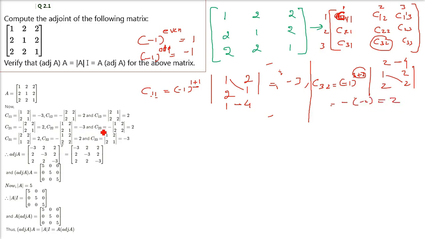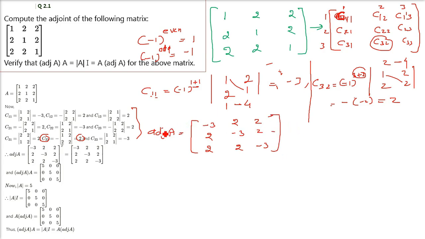So you have to do it for each and every element, right? I have given you an idea for 2 elements, C11 and C32, but you have to find out the rest, because there are 7 more, 9 values will come. Now I hope you will be able to do it. Now adjoint A is the cofactor matrix transpose. So I am writing the cofactors. All the cofactors I am writing.